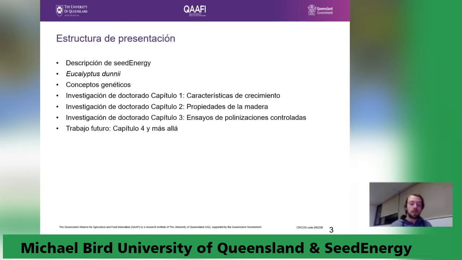Here is a summary of the structure of this presentation. I'll begin with some information about SeedEnergy, then a quick description of Eucalyptus dunnii, for those of you not familiar with the species, then some background of the important genetic concepts I'll discuss in this presentation, then I'll present my research chapters, beginning with growth traits, then wood properties, control pollination trials, and my work into the future with dunnii.